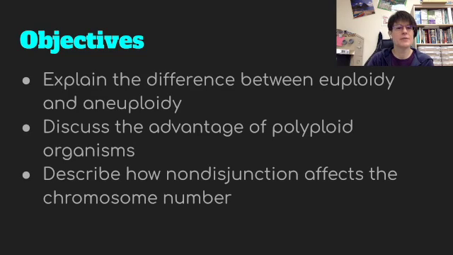So our objective today was to explain the difference between euploidy and aneuploidy, discuss the advantage of polyploid organisms, and describe how non-disjunction affects the chromosome number. Now, as far as the non-disjunction goes as well, I should add that other than the 21st chromosome and the sex chromosomes, if there's trisomy with any of the other chromosomes, it tends to be fatal in humans. So we do not really know of many other examples where anybody actually survives that.